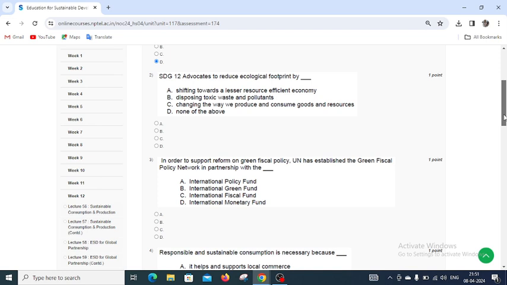Now moving to question number three, in order to support reform on green fiscal policy, UN has established the green fiscal policy network in partnership with the International Policy Fund, International Green Fund, International Fiscal Fund, International Monetary Fund. And the right answer is International Monetary Fund. That is, D is the right answer for question number 3. And question number 2, C is the right answer. That is, changing the way we produce and consume goods and resources is the right answer.